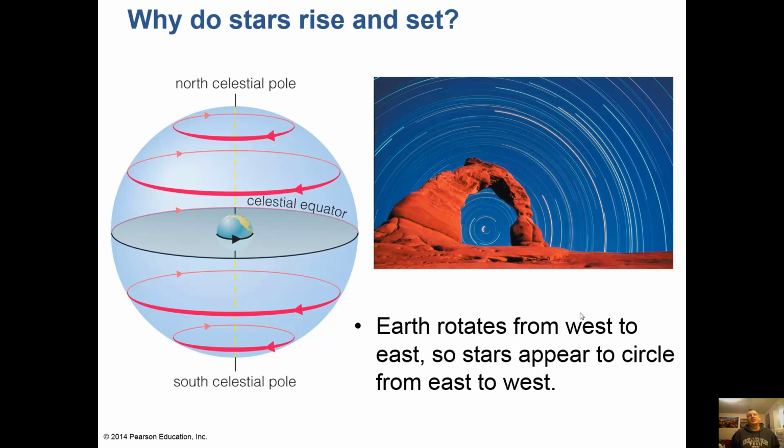Why do the stars rise and set? Well, the Earth rotates from west to east, and so the stars appear to circle from the east to the west, since we're opposite of the sky on the Earth.